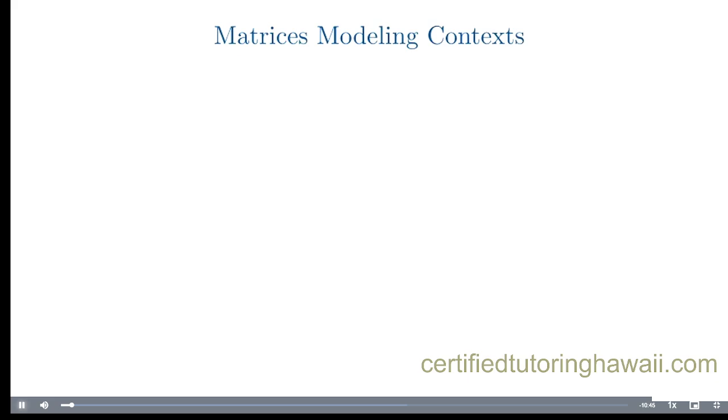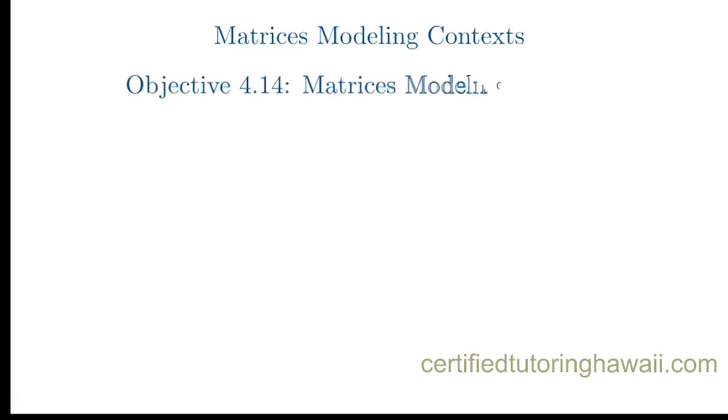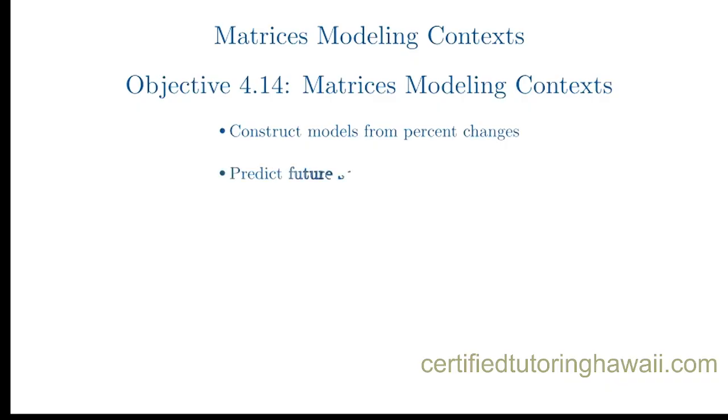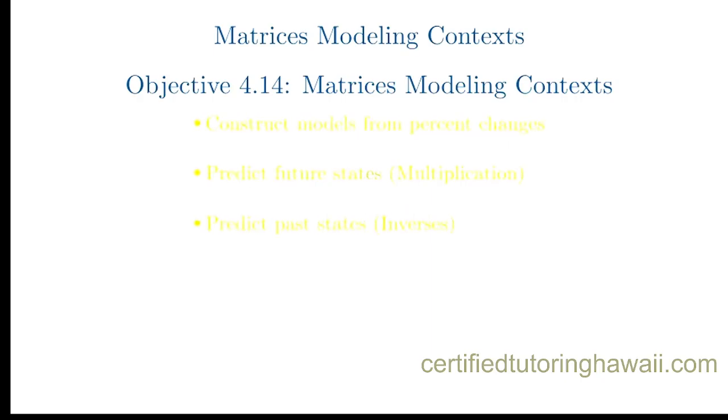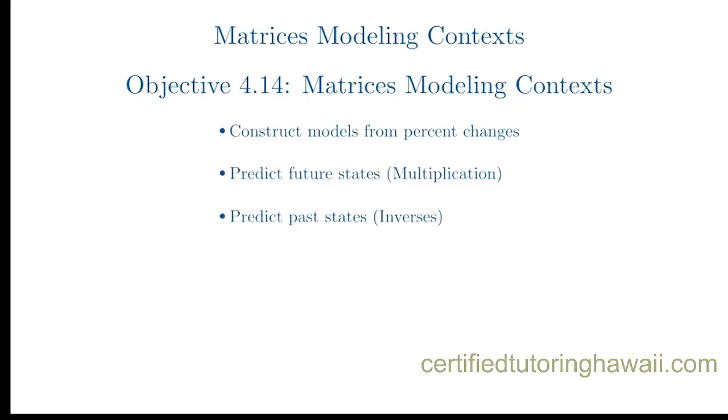transitions between two states and use your matrix model to predict both future and past states. We'll be focusing on Objective 4.14 from AP Precalculus. This means we'll construct models based on percent changes, use matrix multiplication to find future states, and even find past states using matrix inverses. These skills, like constructing models and applying numerical results, are essential for success in AP Precalculus and beyond. Let's get started with our first example.